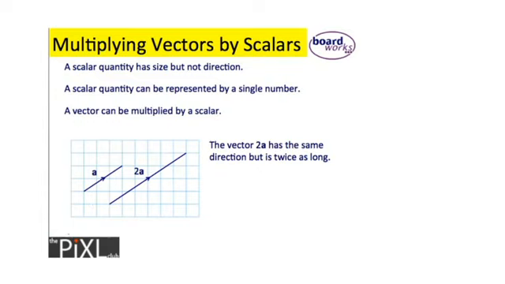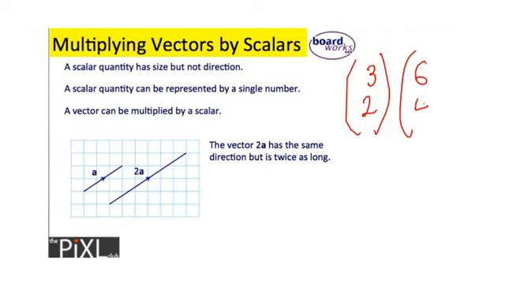We can see this as well if we look at the column vector. From this point, we go across 3 and up 2. So our column vector is 3, 2. If we've multiplied our vector by the scalar 2, we would expect our new vector to be 6, 4. Let's check. We start here, 1, 2, 3, 4, 5, 6 across, 1, 2, 3, 4 up. So yes, our vector which started as A has now become 2A.